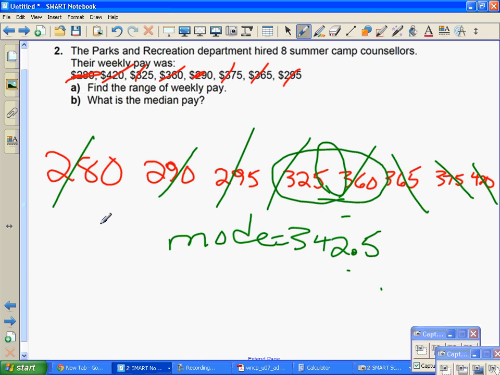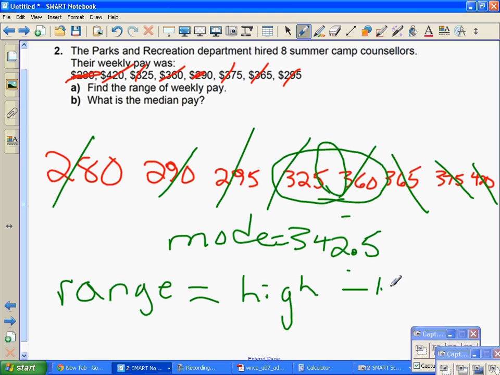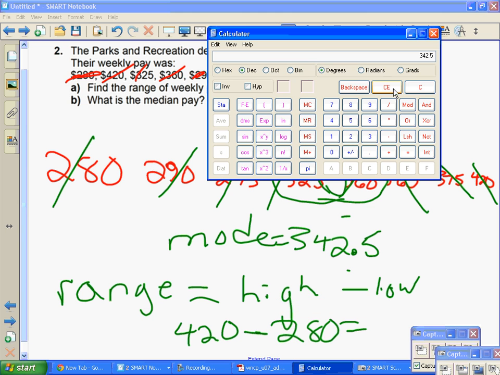Now the range is very easy. So for the range, we're just finding out what the highest is, take away the lowest. So in this case, the highest, I believe, is 420. And of course, the lowest is 280. So in this case, the range, 420 take away 280, our range is 140.